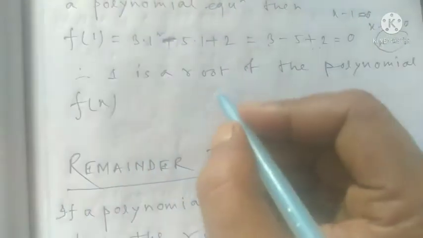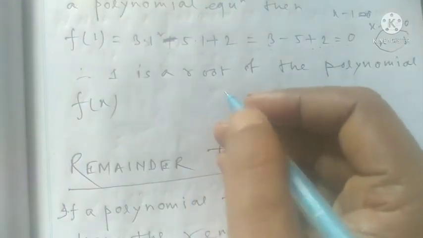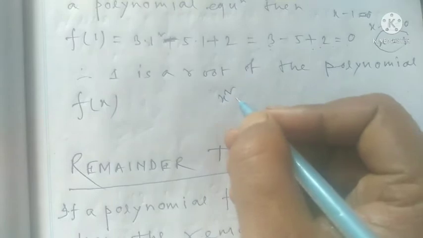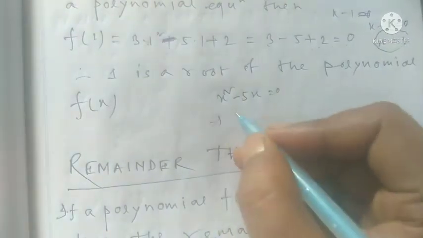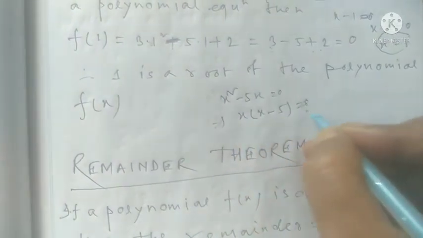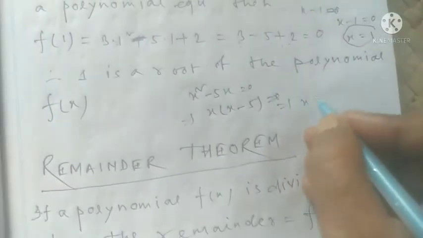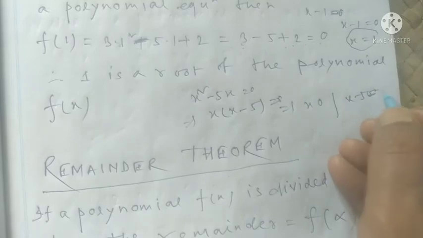So what is a root? In class 7 and 6 also we solved this type of equation. I think x square minus 5x is equal to 0. If you solve this equation, then you get x. If you take x common, x into x minus 5 equal to 0, then x equal to 0 and x minus 5 equal to 0.